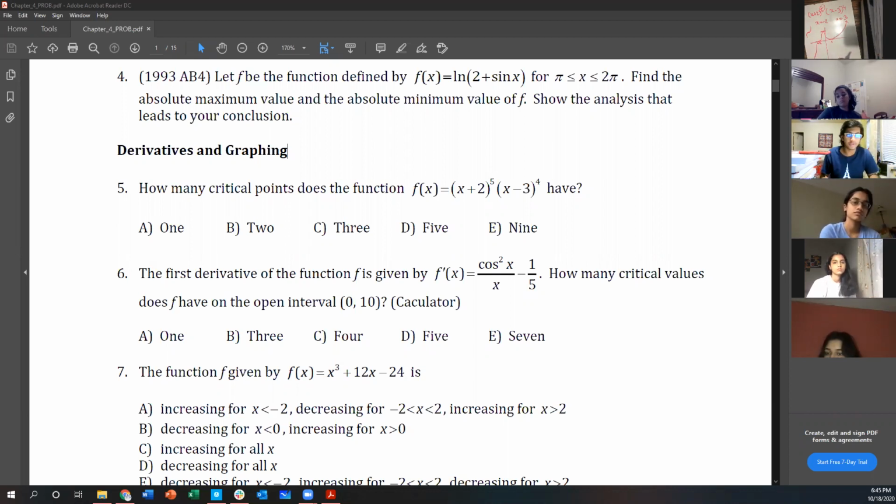So 3 critical points. Do you understand the premise of this? I know it's a pretty weird concept, but just remember odd multiplicity means I cross the x-axis, whereas even multiplicity means just a turning point. Okay. Sometimes calculus isn't always the answer. That's the key lesson to learn.